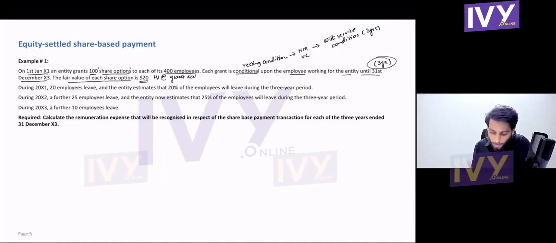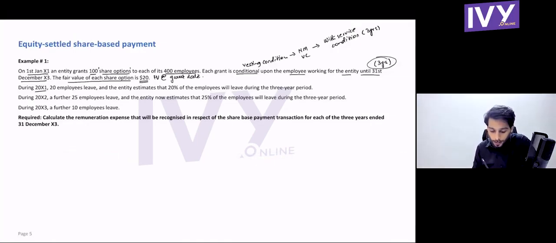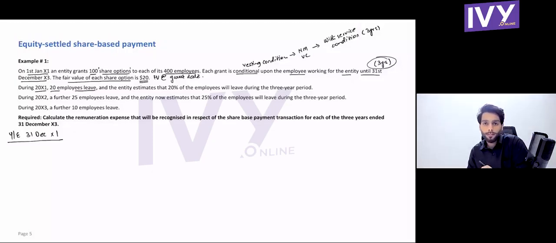All right. Now, examiner says during 20x1. During 20x1 means that now we are talking about the first year ended 31st December X1. We are going to talk about the first accounting year. Examiner says that during X1, 20 employees leave. So you remember we had 400 employees in total, right? Now 20 employees leave. That means actually only 380 are still left.